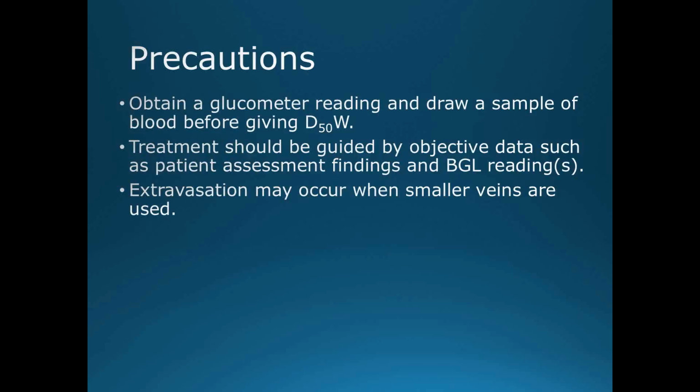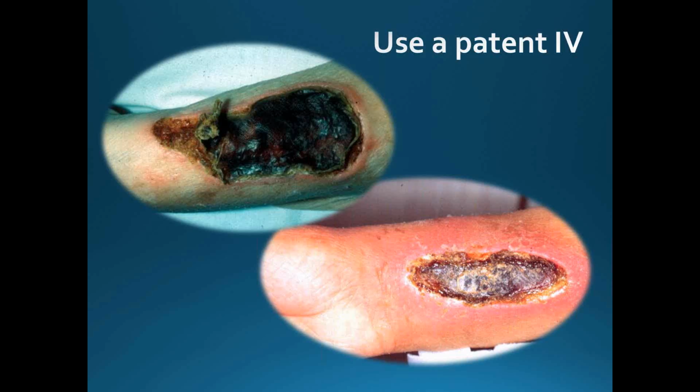Now, we want to get a nice, good-sized vein. Smaller veins may blow, and if you blow the vein or the D50 gets outside the vein into those tissues, it's very necrotic. These are two pictures of necrosis that has happened because of dextrose that got outside a vein into the tissue. Can cause permanent damage, but my goodness. And patients that are diabetic heal so slowly anyway, this can be extremely excruciating. So make double, triple sure you've got a good IV.